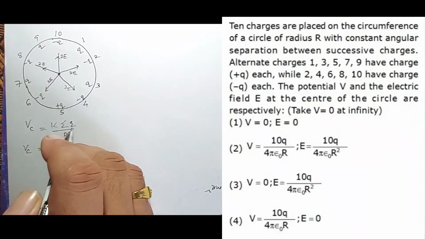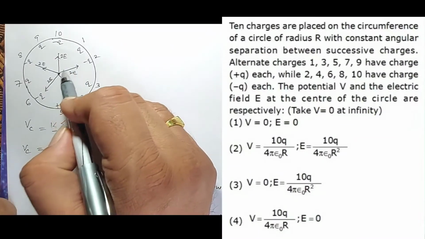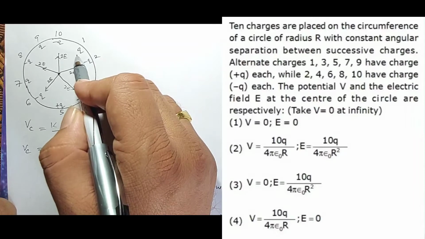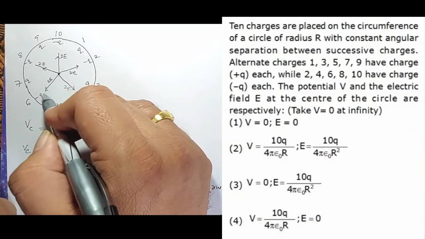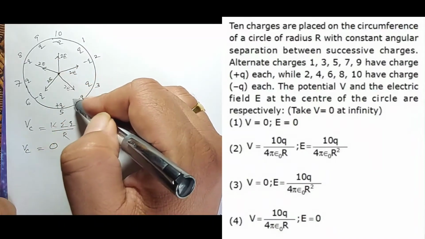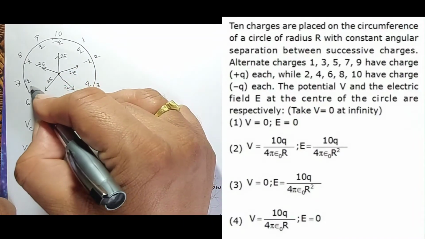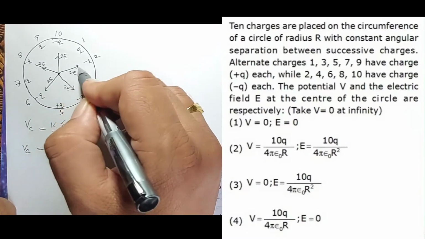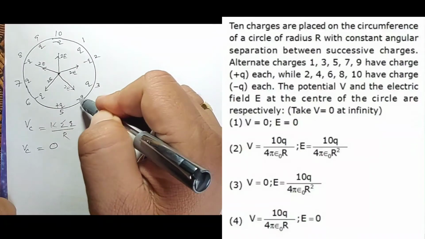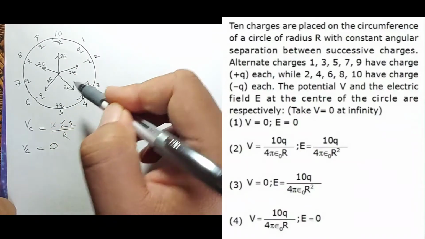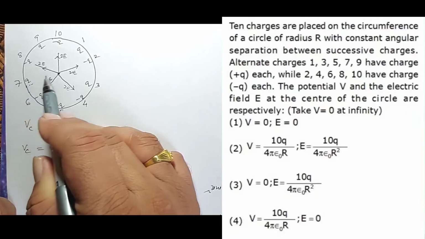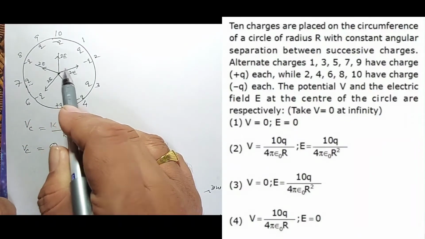Here, electric field at the center: this is a positive charge and this is a negative charge, so the resultant electric field is 2E along this direction. Likewise, for this negative and positive pair the resultant is along this direction, also 2E. For each positive and negative pair, the resultant electric field is 2E along its direction.